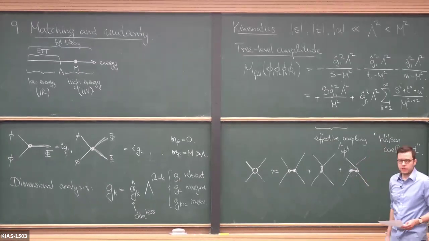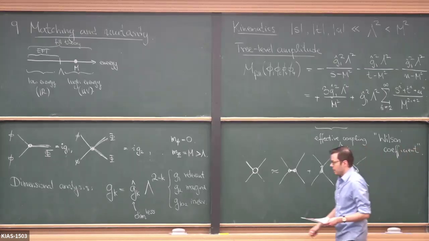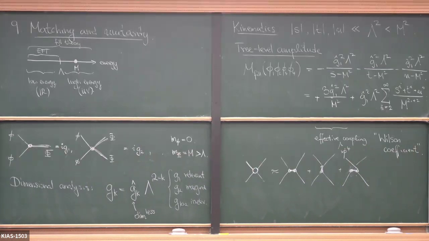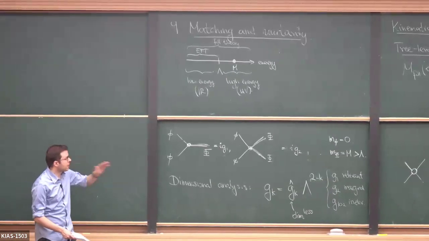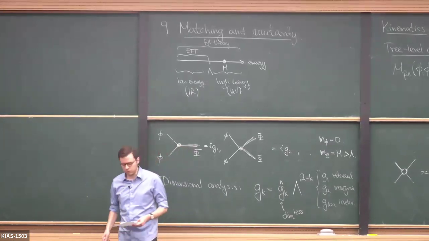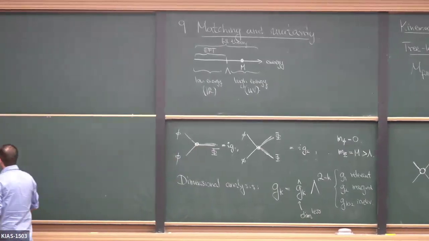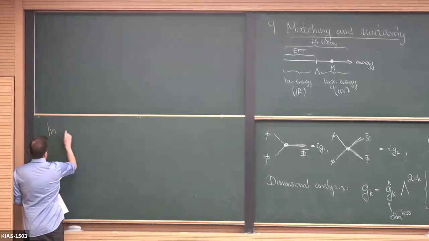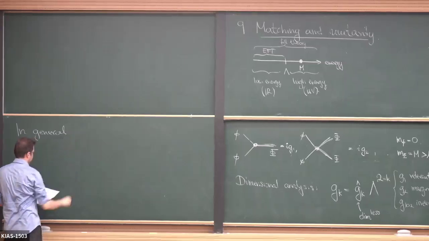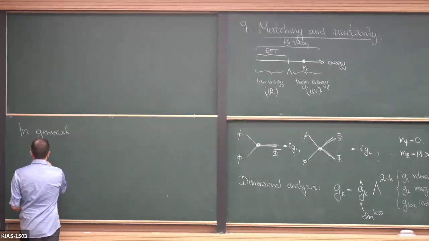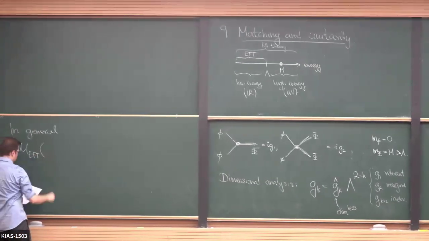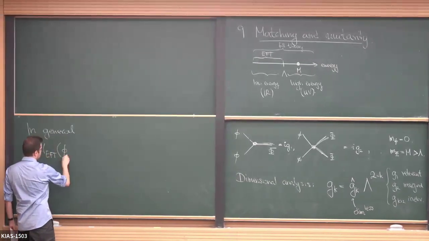Okay, so this hopefully has been very basic, and now what we're going to do is reformulate this kind of exercise in a way that makes manifest the connection to analyticity and to unitarity. So let me start doing that by giving you a more general expansion. So I'm going to write an expansion for the EFT, again, for 4 scalars.